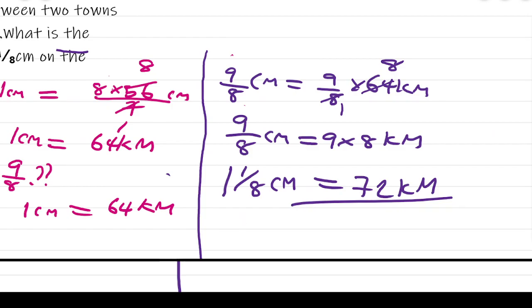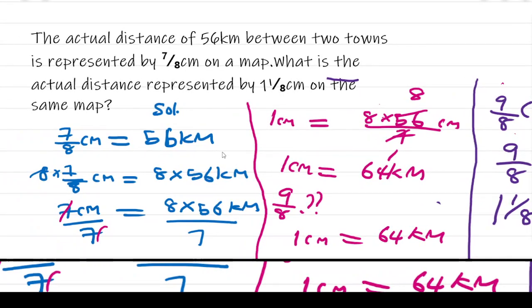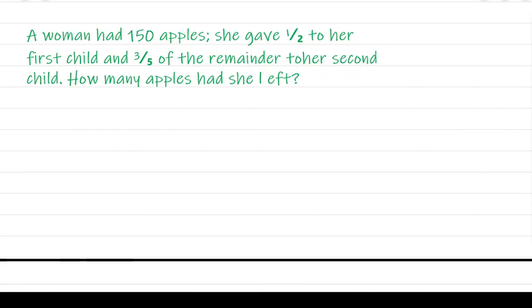So let's go through what we did. We are given a question here about scaling. We already explained enough in the problem, whereby we let this be this, and then we found 1 centimeter, and then from that 1 centimeter we got 9 over 8 centimeters. So let's check and see what the next problem has to offer us.